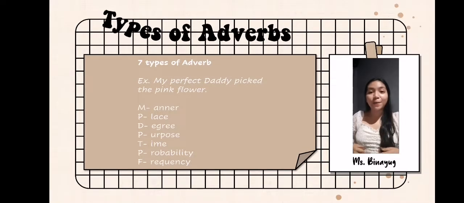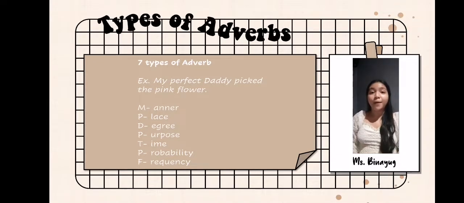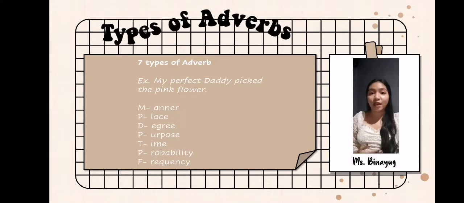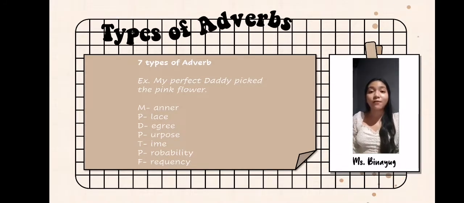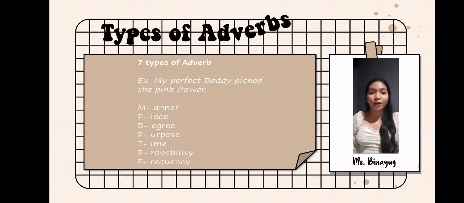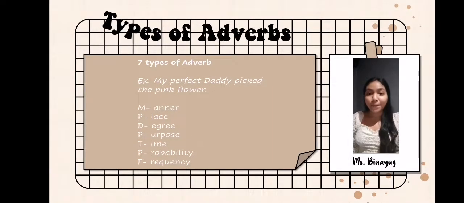The next topic that we have is the 7 types of adverb. But for you to easily understand and memorize these 7 types of adverb, I constructed a sentence. So here, my perfect daddy picked the pink flower. I repeat, my perfect daddy picked the pink flower.